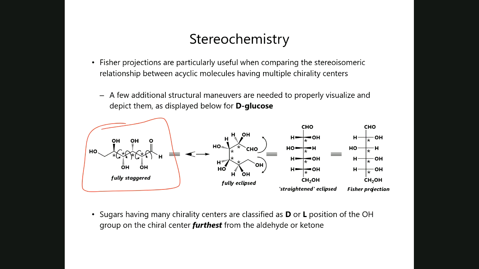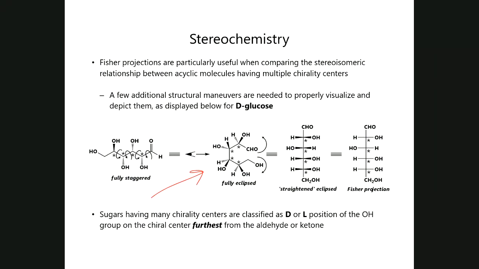If you start rotating all the bonds, which is what this is trying to represent over here, and you fully eclipse the structure, meaning that if you're looking down any two bonds, the atoms forming those bonds are the closest they can possibly be to each other, eclipsing each other, that would require rotating all those bonds and placing those atoms in that particular orientation. This is what actually results from glucose.